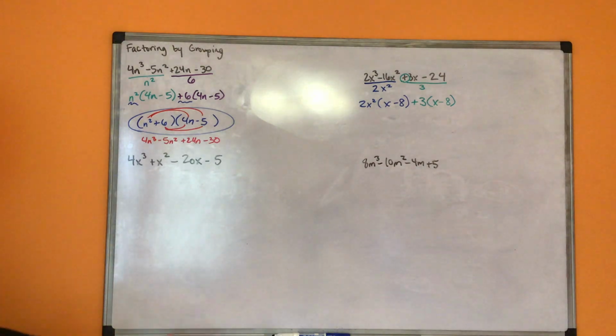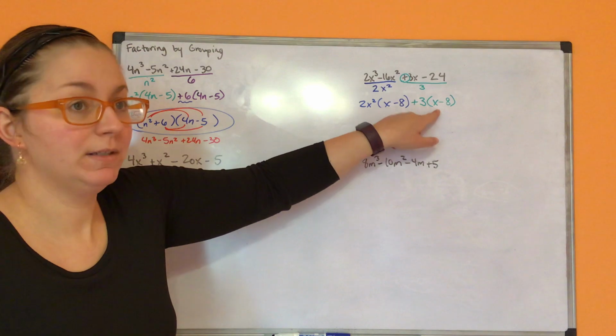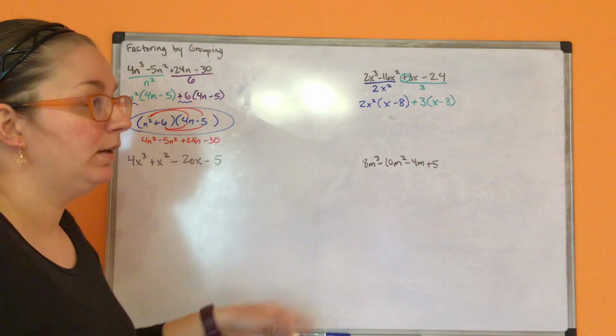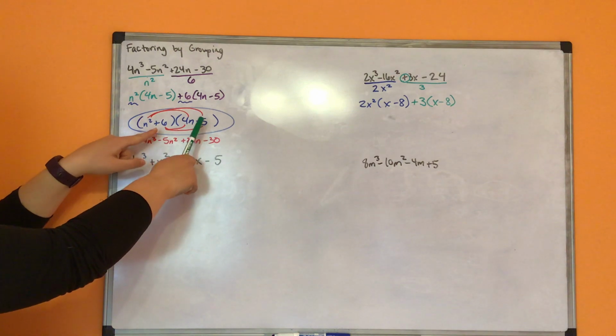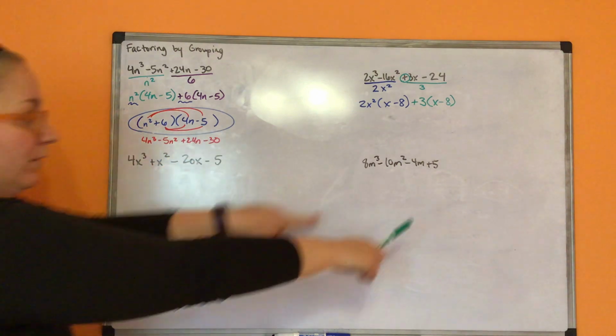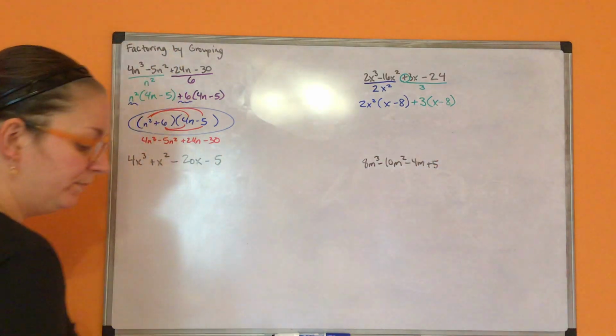Good idea, check yourself before you wreck yourself. Do I have the same thing in both sets of these parentheses here? Yes, good. That means I'm able to write my answer like I did for number 1 here with factoring by grouping. Like I said, if these don't match, something went wrong somewhere. Factoring by grouping doesn't work.